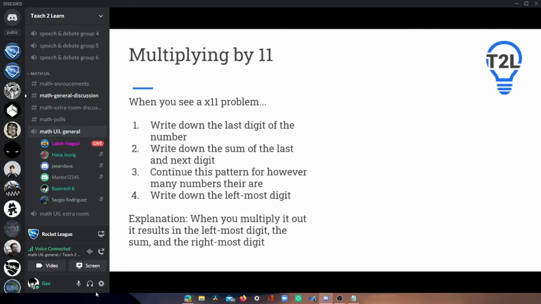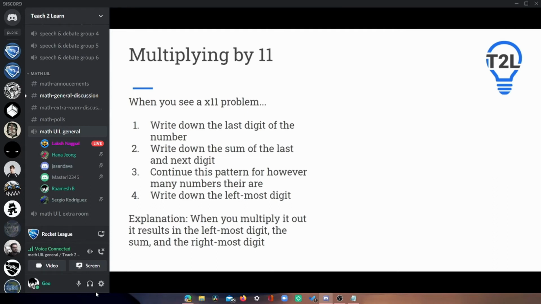So, when you multiply by 11, if you're multiplying a two-digit number by 11, you take the rightmost digit of the number you're multiplying by 11, and you write it down. Then you add the two digits.